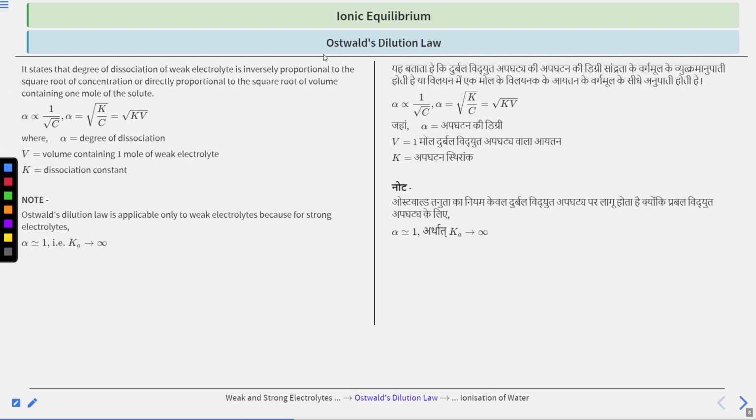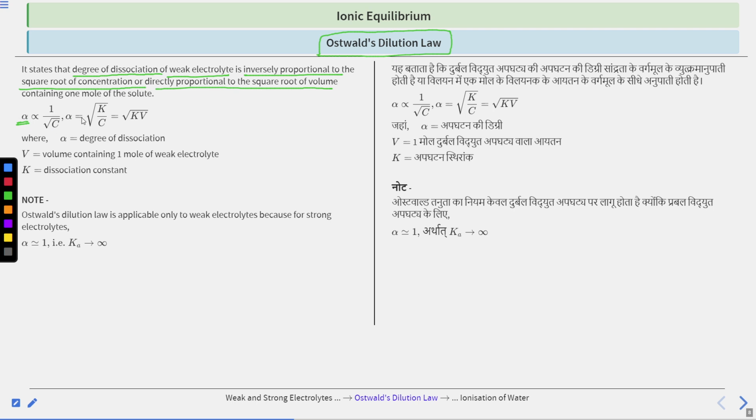Let's see the Ostwald dilution law. It states that the degree of dissociation of a weak electrolyte is inversely proportional to the square root of concentration, or directly proportional to the square root of the volume containing 1 mole of solute. So the degree of dissociation alpha is inversely proportional to the square root of concentration, under root C.